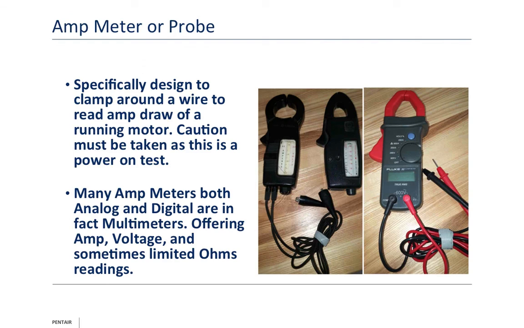An amp meter or a probe. First and foremost, if you're using a multimeter and it has that little setting for up to 10 amps, so you can measure amperage with it, first understand those are really designed for DC motors. When you turn on an electric motor like a pump, an AC motor, it has a kilovolt amperage surge, which can be up to 9 times the normal amp load.